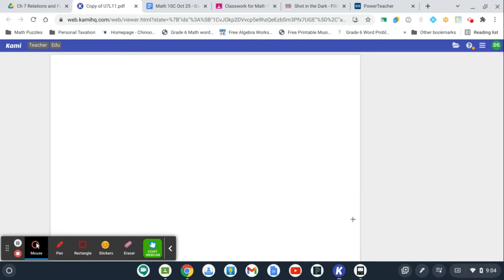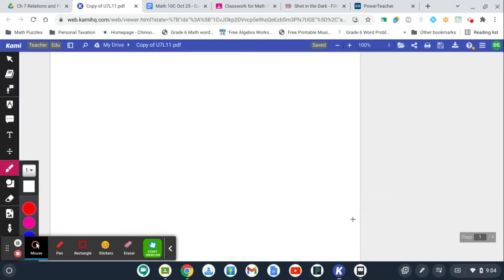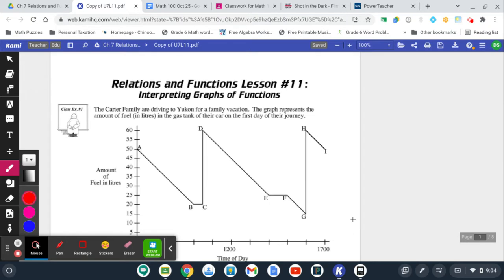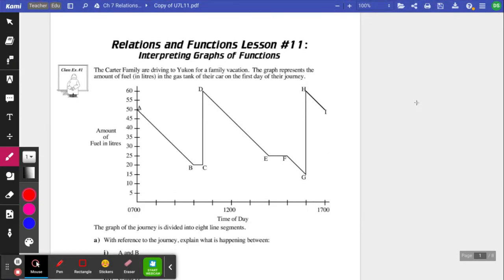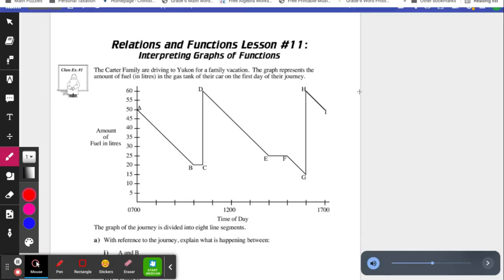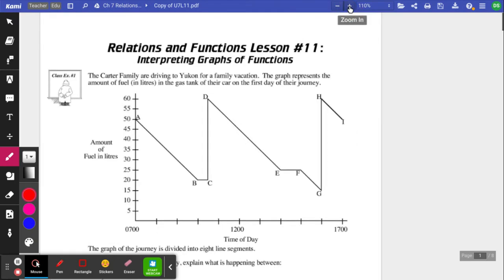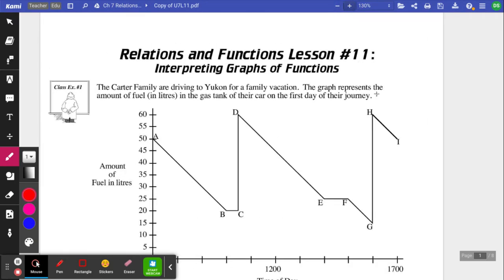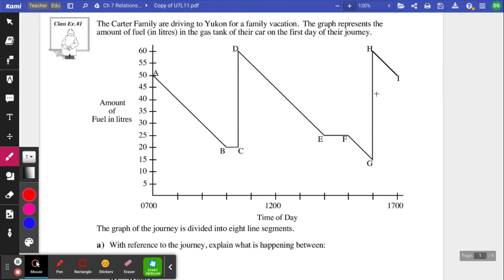So you're just going to look at the graph, look at the picture, and then talk about what went on in that picture. So we're on page 481. It says the Carter family is driving to the Yukon for family vacation. The graph represents the amount of fuel in liters in the gas tank of their car on the first day of their journey. Okay, so what is this?